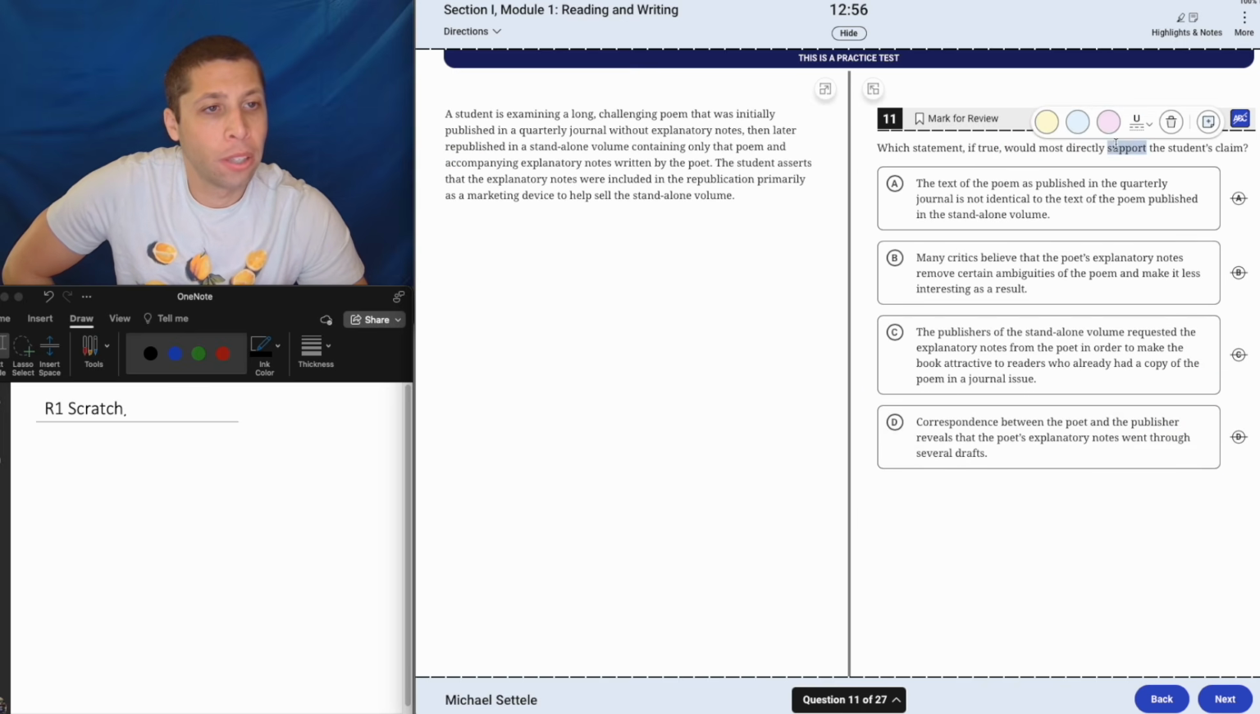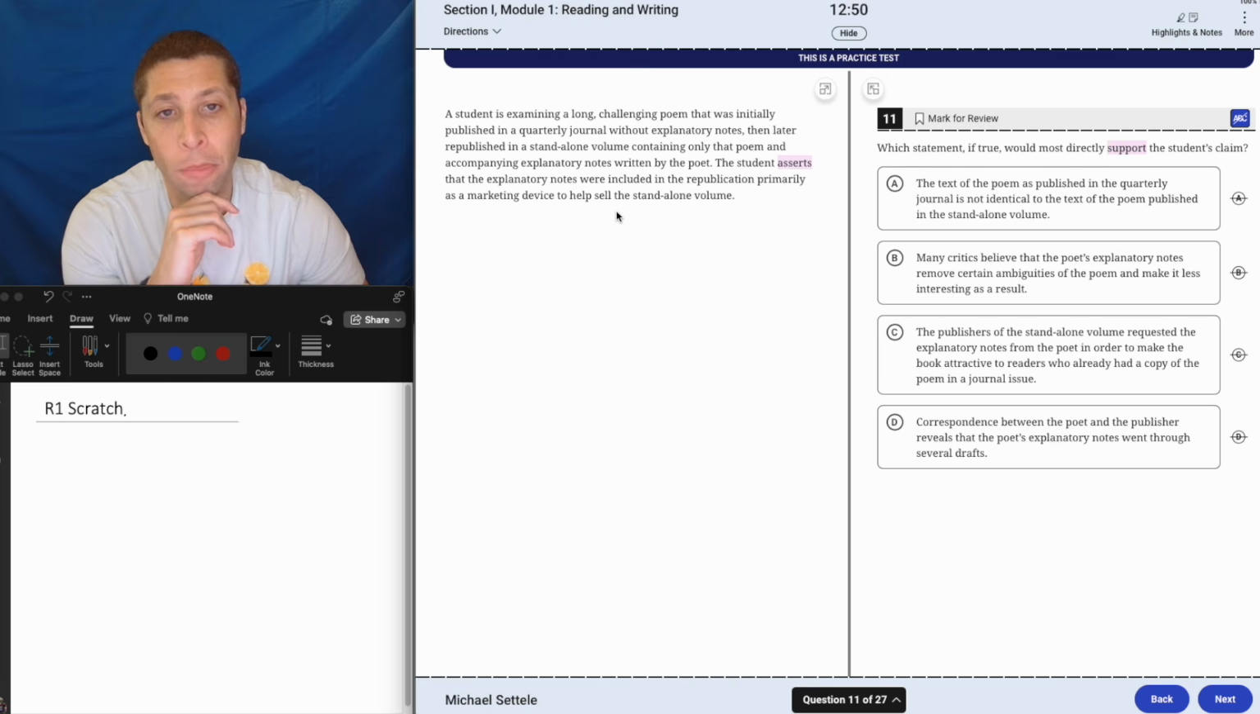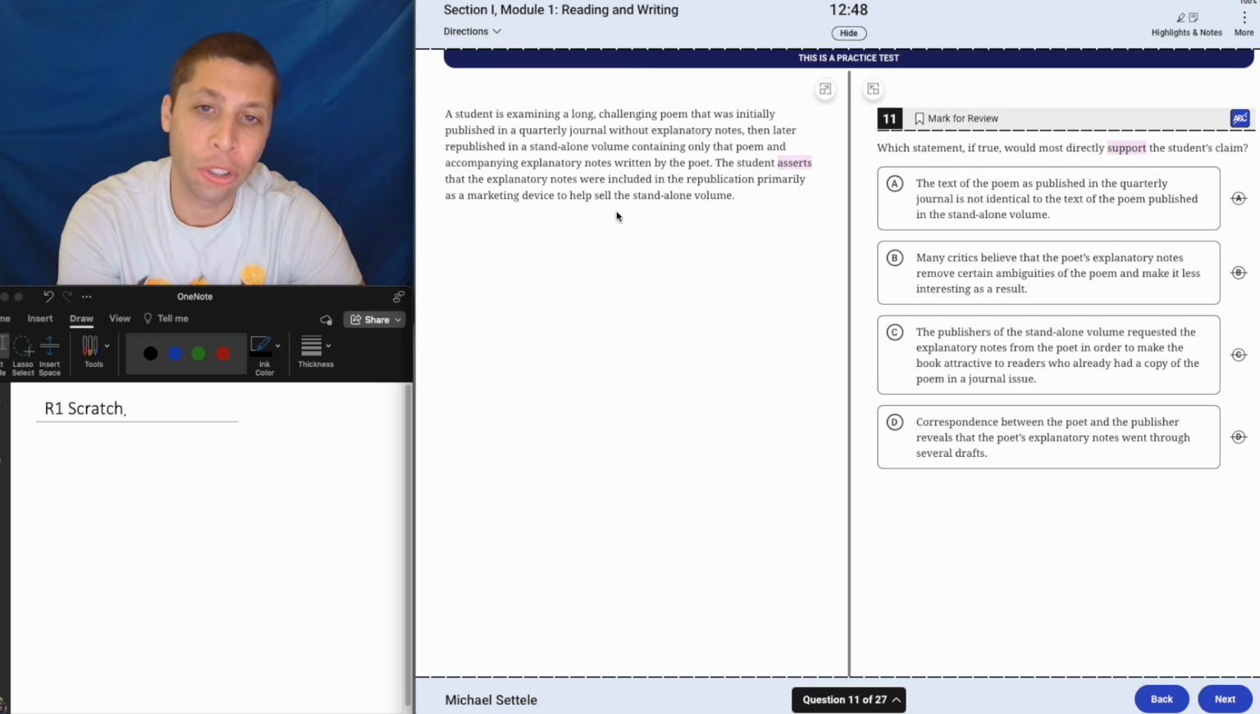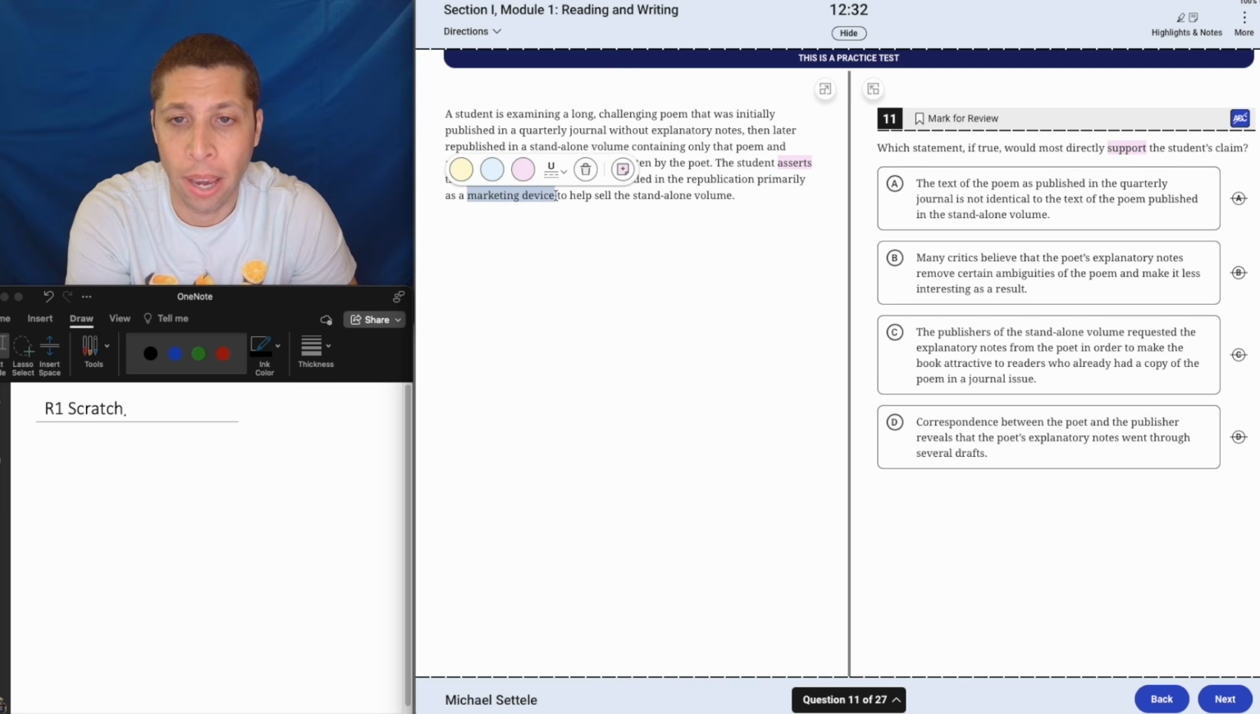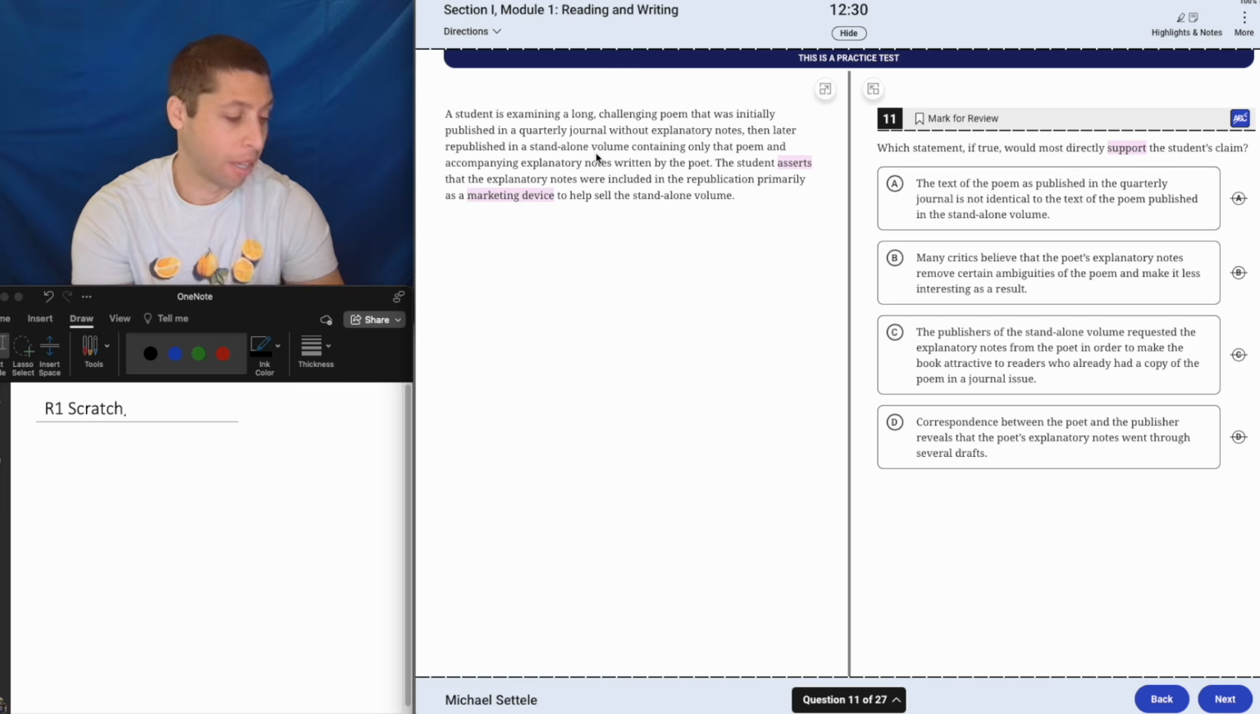Okay. Support the student's claim. Okay. Student asserts. So it's somewhere here. Student is examining a long, challenging poem that was initially published in a quarterly journal without explanatory notes, then later republished in a standalone volume containing only that poem and accompanying explanatory notes written by the poet. The student asserts that the explanatory notes were included in the republication primarily as a marketing device to help sell the standalone volume. Okay. Let me just think about this again.